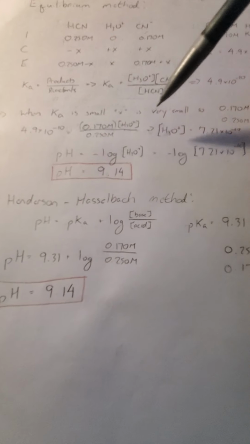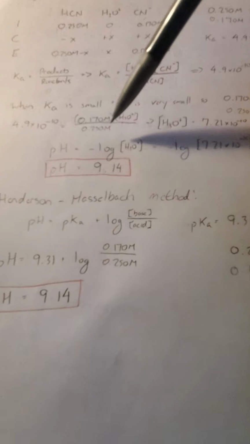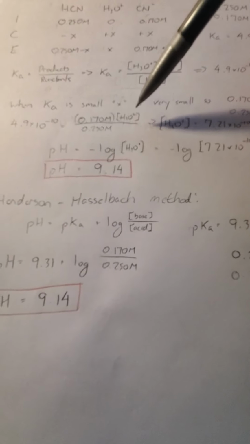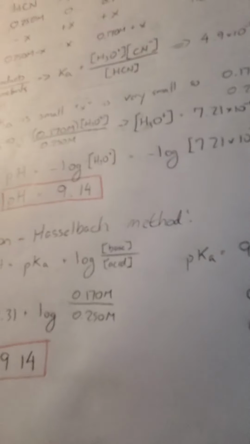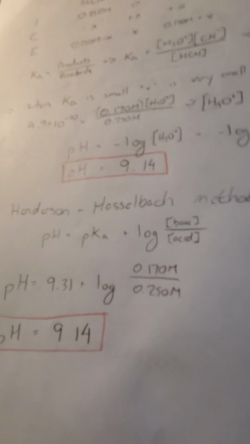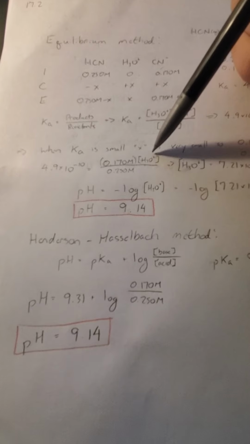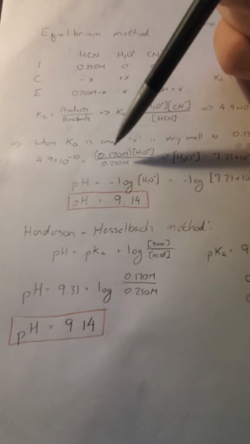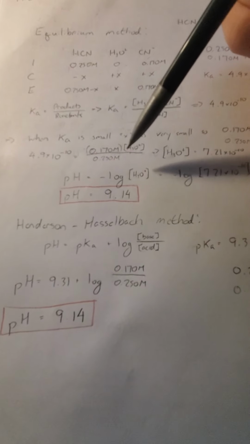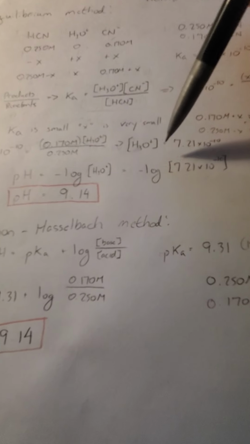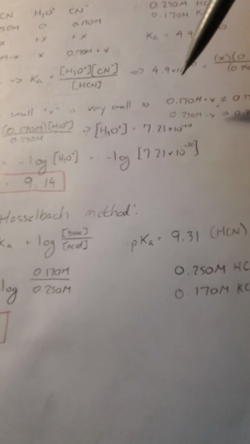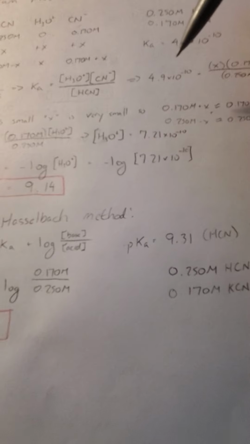So now we just plug things back in. I went ahead and plugged the hydronium ion back into the equation. So we ended up getting a value of 7.21 times 10 to the negative 10.